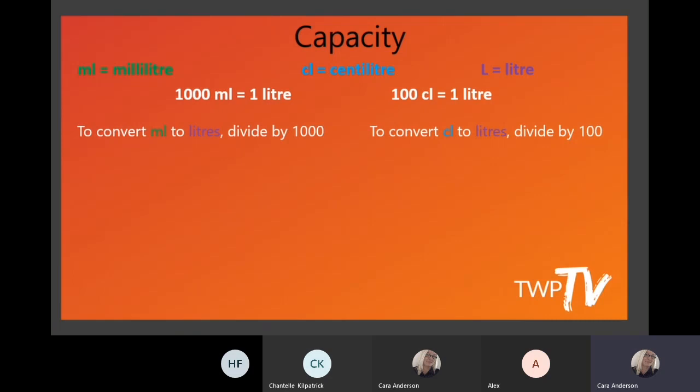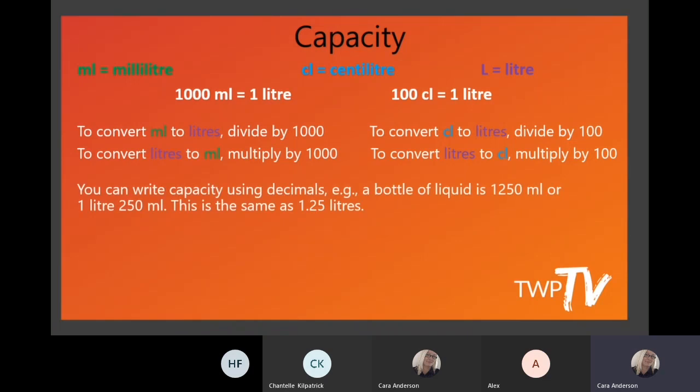Okay, so to convert your milliliters to your liters, you divide by 1,000, or you convert your centiliters to liters. That's meant to be multiplying on obviously the first part. So then converting your liters to milliliters, multiplied by 1,000, and then your liters to centiliters. Okay, so it's just looking at what way you're going. Okay, so it's exactly the same as your length.